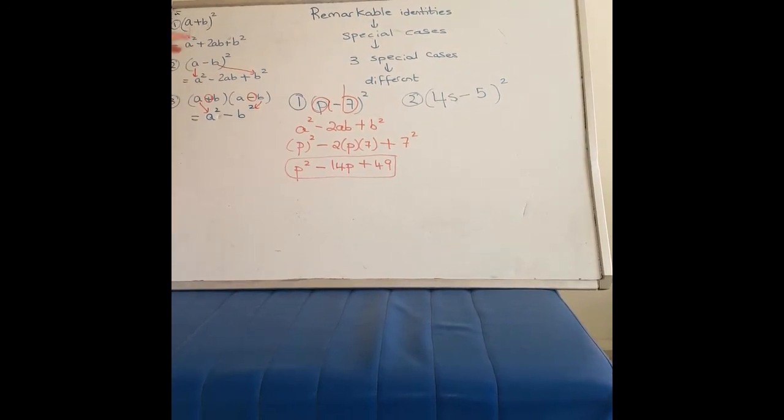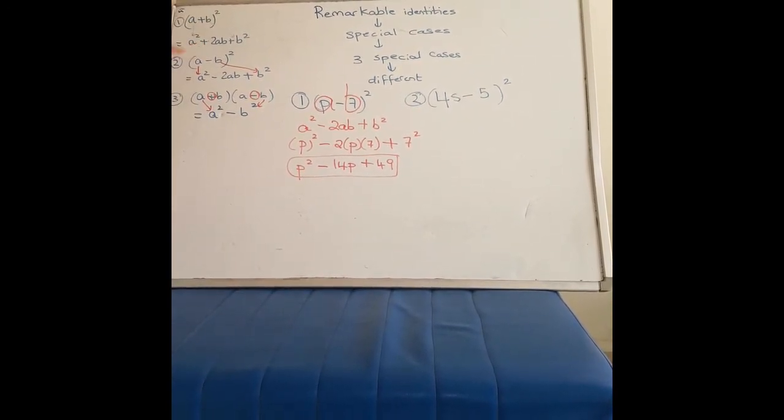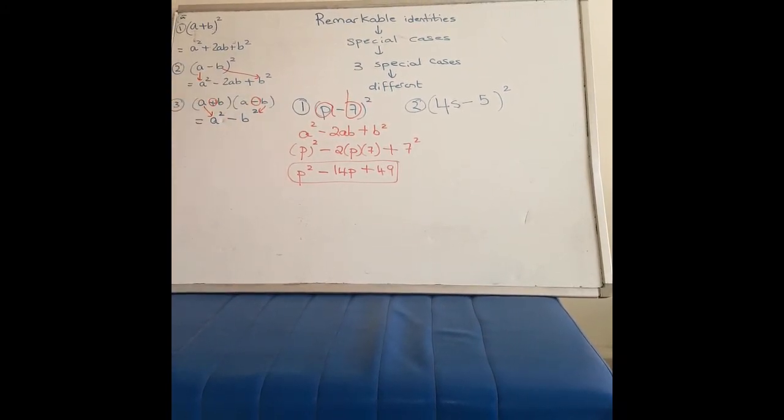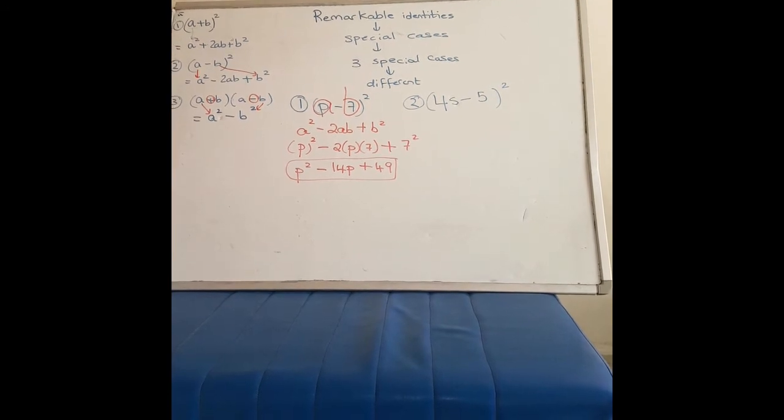So you need to memorize A plus B to the second power, what it gives you. A minus B to the second power, what it gives you. A plus B, A minus B, what it gives you. For it to be easier for you to solve.